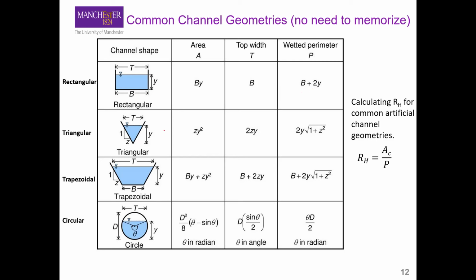Similarly, you can write it for the other shapes. All these equations come from geometry. There is no physical sense in them. They are purely geometrical analysis. So just try to understand them and see how you can use them to calculate the hydraulic radius of different shapes. And we will use it in the next part.